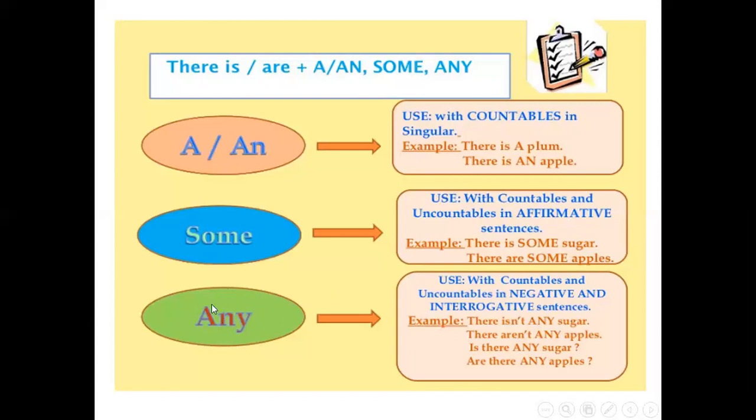So we come to any. In what cases can I use any? Please concentrate with me. I use any with countable and uncountable nouns in negative sentences and with questions. How? There isn't any sugar. I wanted to make the sentence there is some sugar negative, so I say there isn't any sugar. I use any instead of some. Again, there aren't any apples. I use any instead of some because this sentence is negative.